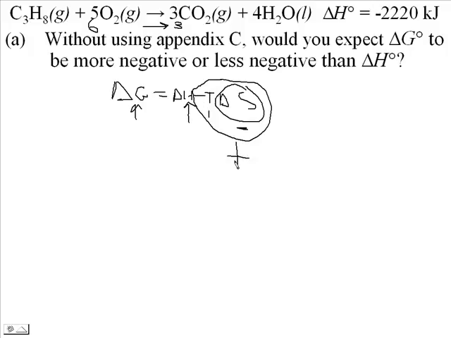If that whole thing is positive, if we're taking negative 2,220 and we're adding something to it, that is going to cause delta G to be less negative than delta H. So overall, and it doesn't matter what the actual values are, we would expect delta G to be less negative than delta H because this whole part right here, this negative T delta S, is a positive value because of the negative sign, because it's becoming more ordered in that reaction.